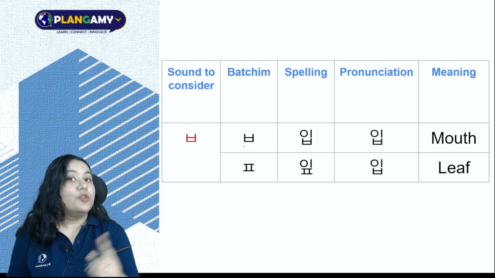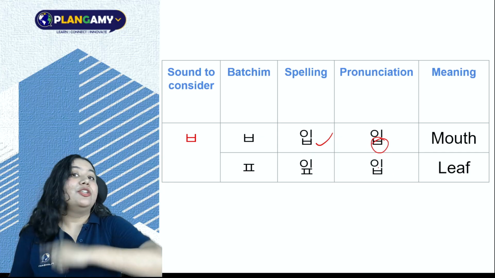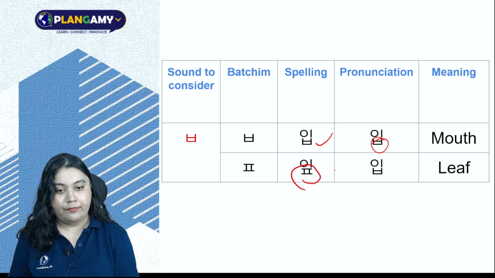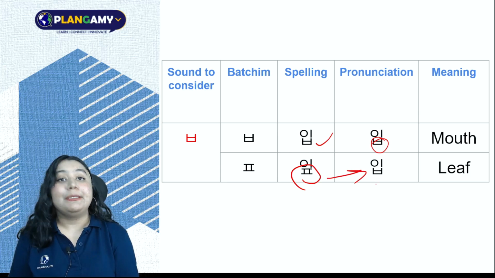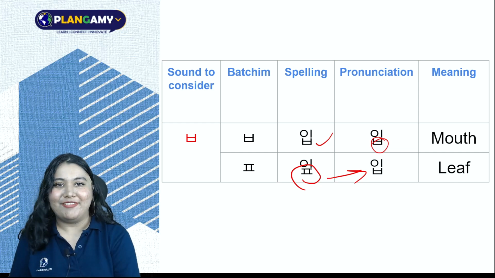Our next batch. Bh, there is no change when it is the bhachim. Here spelling is ib, and pronunciation was also ib. Ib, no change. But when there is ph, pronunciation will change to bh. Ib, ib. Spelling is the same, pronunciation differs.